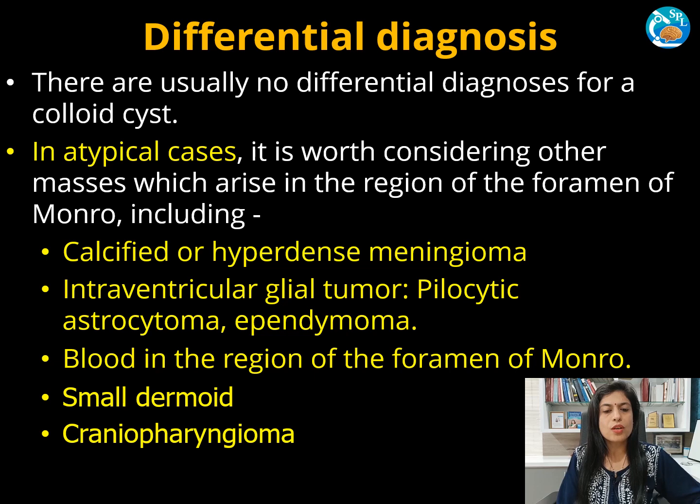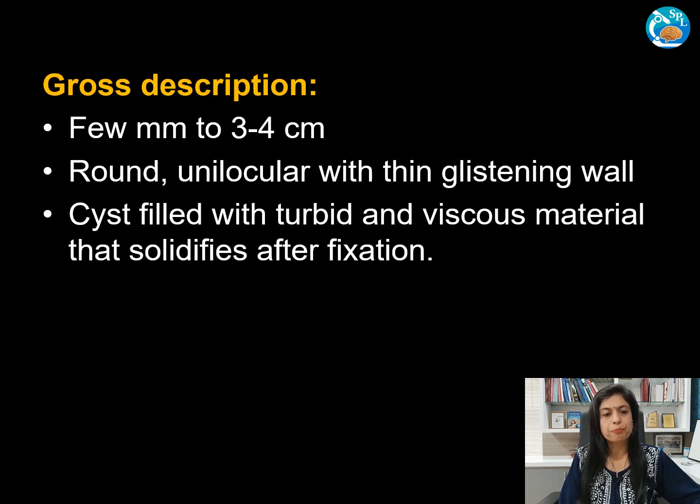Usually there are no differential diagnoses for a colloid cyst, but in atypical cases, it is worth considering other masses which arise in the region of the foramen of Monro, which include calcified or hyperdense meningioma, intraventricular glial tumors such as pilocytic astrocytoma or ependymoma, blood in the region of the foramen of Monro, small dermoid cyst, and a craniopharyngioma.